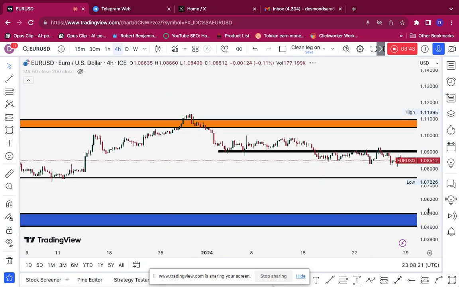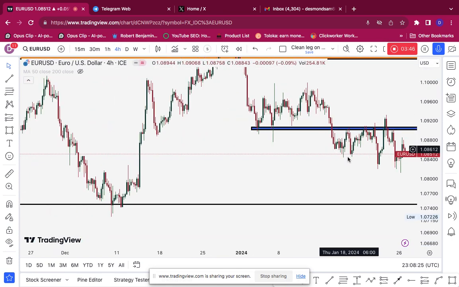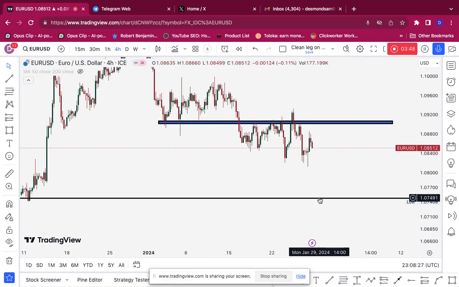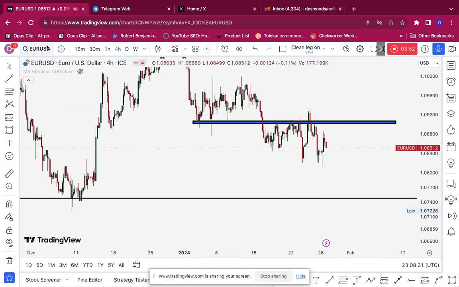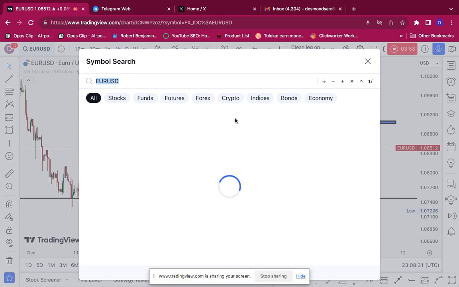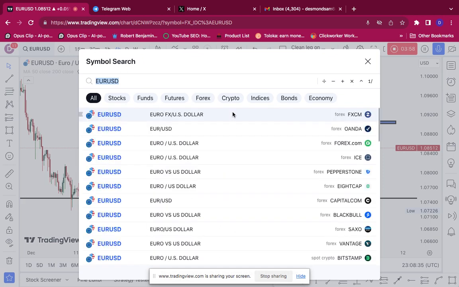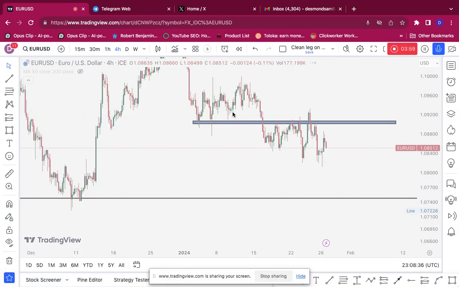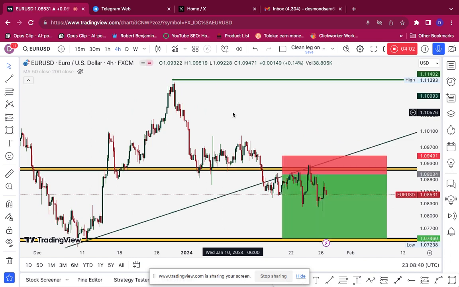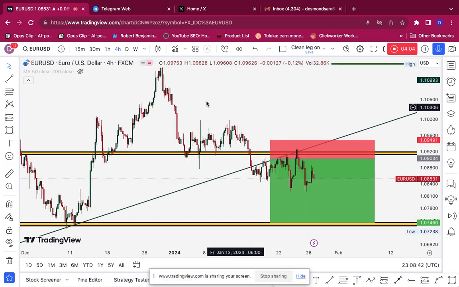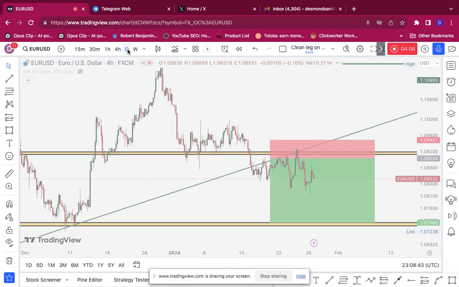So for me personally, I'm actually short this guy, and my first target for this pair is 1.0748. Actually, let me show you guys where I went short on the euro dollar. The euro dollar is actually one of my favorite pairs, to be honest. It's so easy to trade. You can see my entries here. Let me just make this bold enough for you to see.